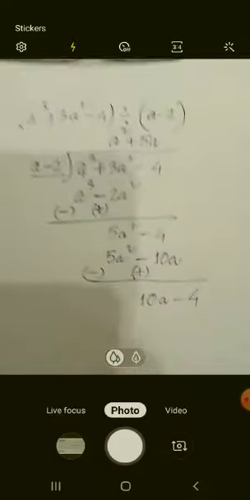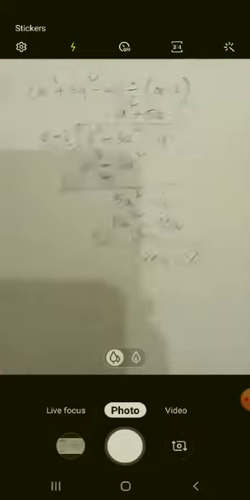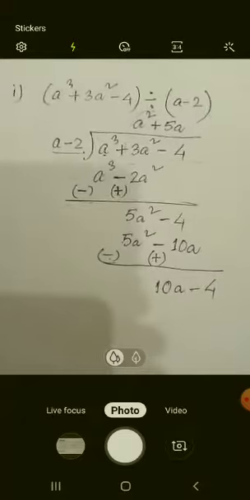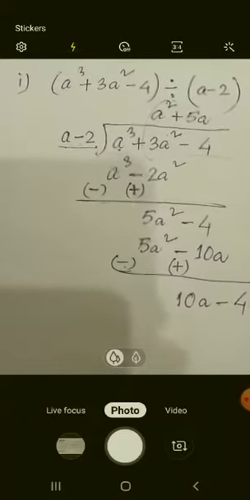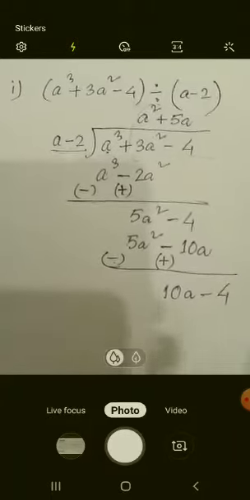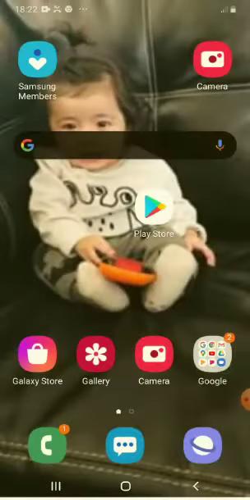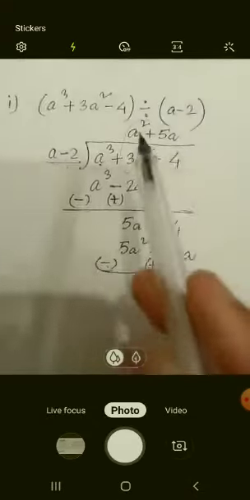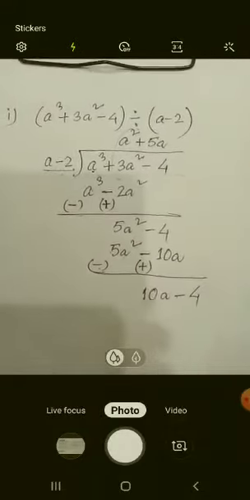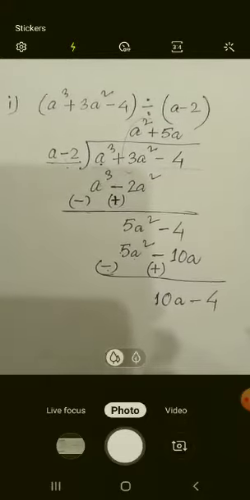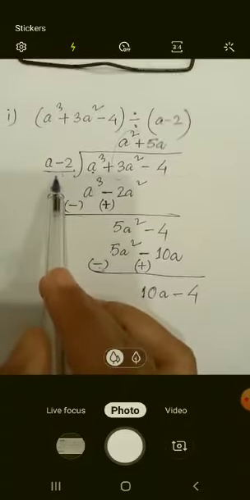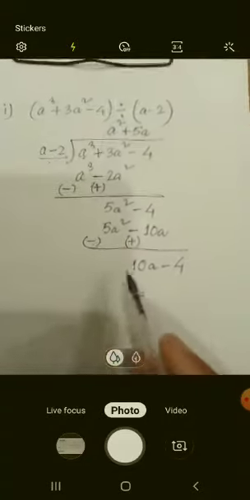Understood? Okay, now as a final step, you still need to ask yourself, does my divisor a minus 2 go into 10a minus 4 any more times? And the answer is yes, because a minus 2 is a smaller polynomial than 10a minus 4.